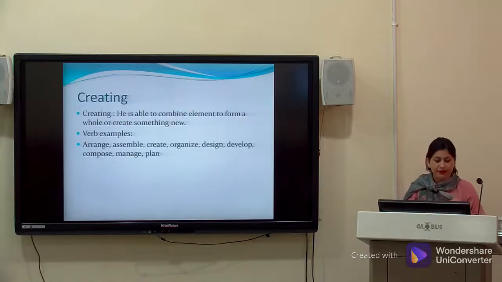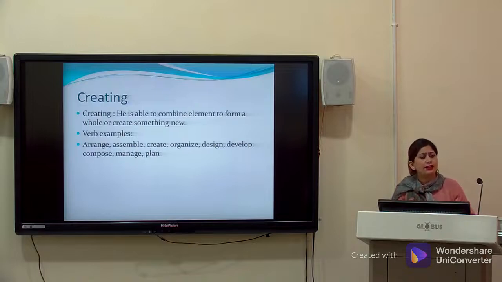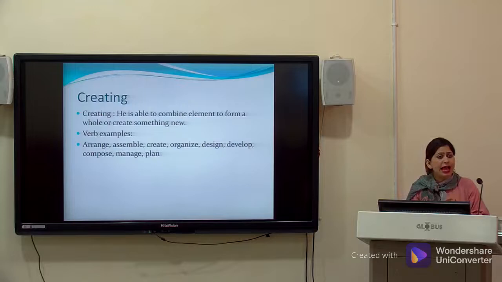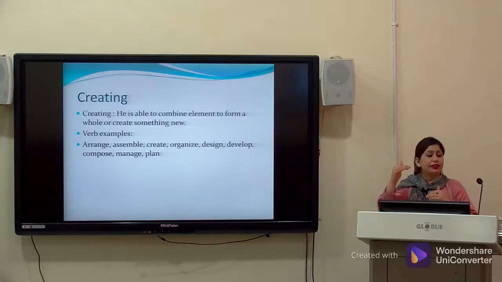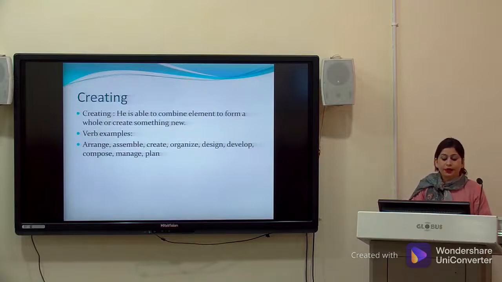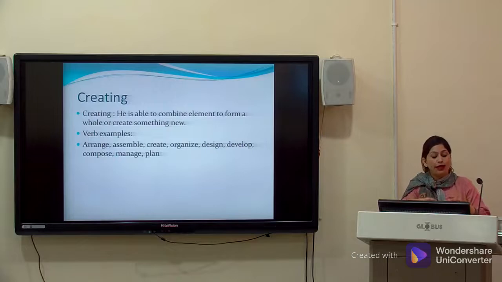The sixth level is the creating part, which earlier was called synthesis, but when it was revised it was called creating, and it comes at the last level of the hierarchy. In higher order thinking, according to Bloom, the last level of cognition is creating. So what is creating? It is the ability to combine elements to form a whole or create something new.